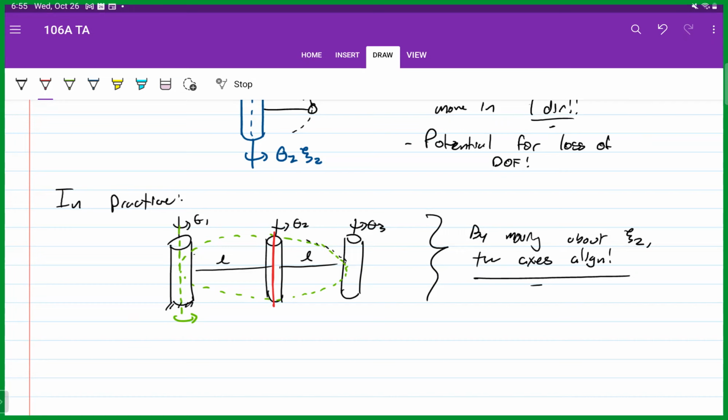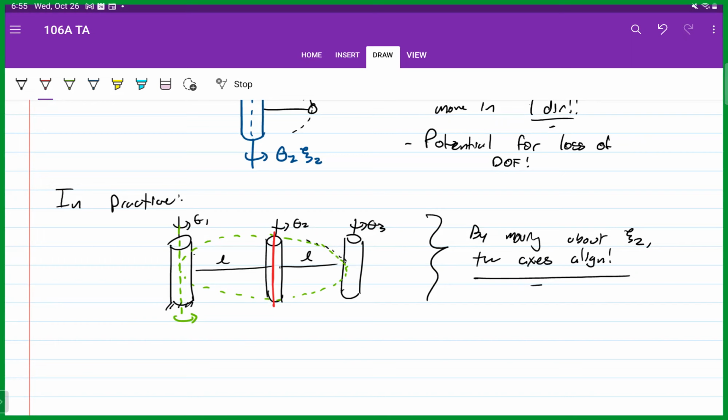So say that this is my middle axis that I'm spinning around. I've got one axis over here, one over here. I could spin around this middle axis, and then all of a sudden that one could line up with that one. It doesn't have to be the same as theta 1, theta 3. It can be separate. So we're changing theta 2 arbitrarily.